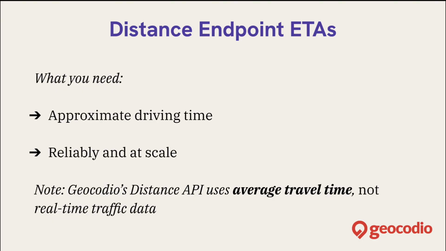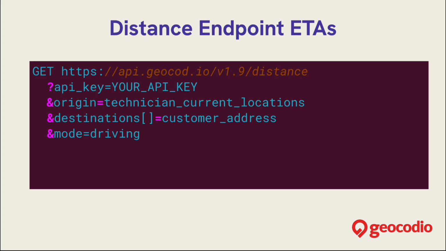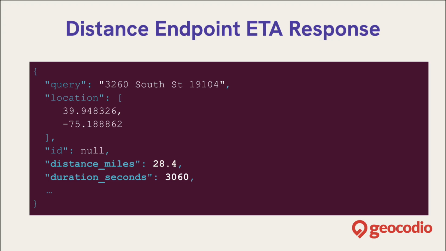I want to note that Geocodio's distance API uses average travel times, and it doesn't take real-time traffic into account. That's a simple distance API call. Origin is the technician's current location, and destination is the customer's address. The response gives you duration seconds, which you add to the current time to get the ETA.